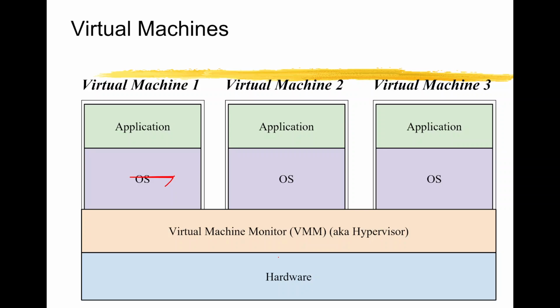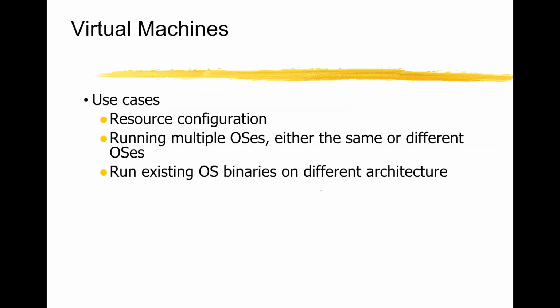Now let's say this. So what are the use cases? Use case: why we need to have multiple operating systems. One is because of resource configuration. That's why on some machines you have multiple operating systems. You have resource configuration, running multiple operating systems, either the same or different operating systems. Sometimes run existing operating system binaries on different architecture. So that's something that causes it. Somebody wants to run different operating systems on one device because you're trying to maybe do different things at different times.